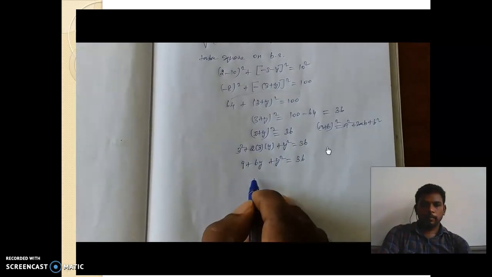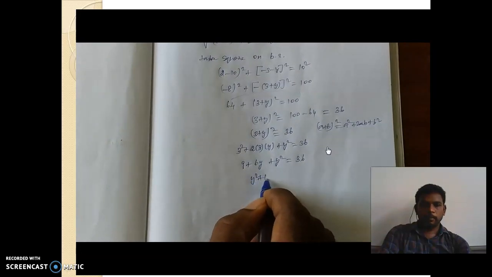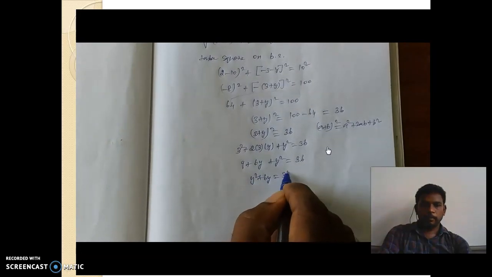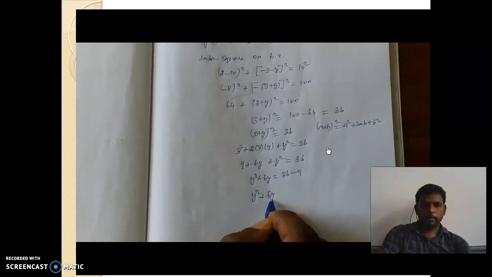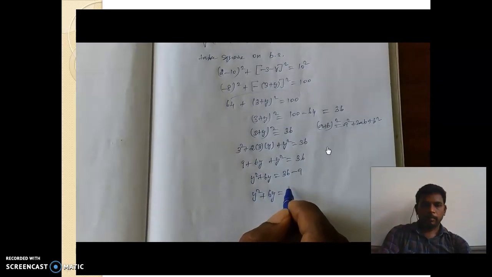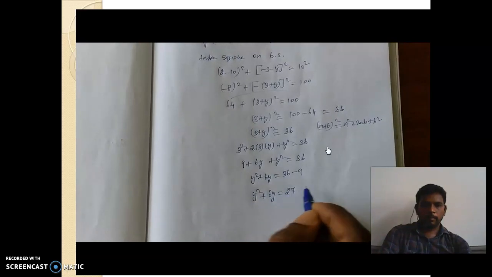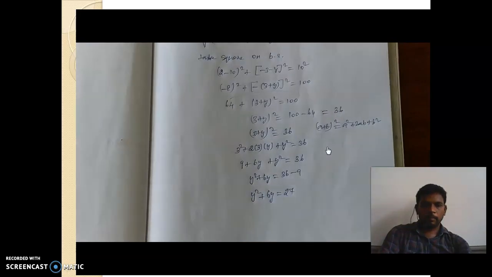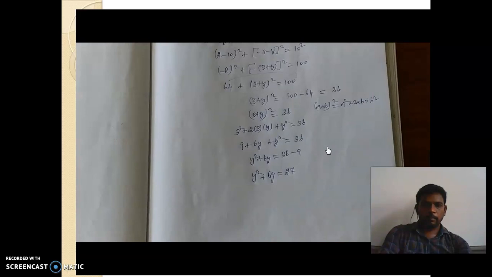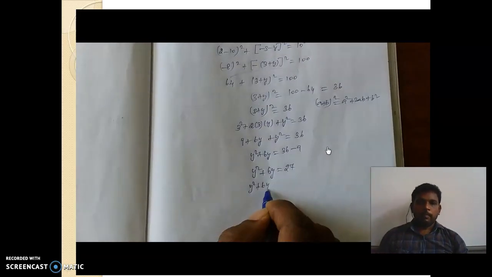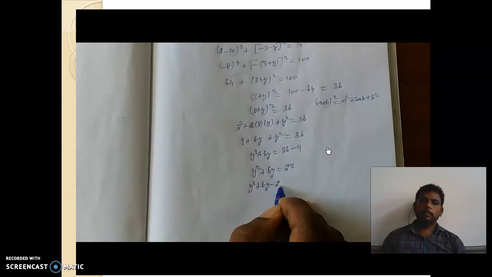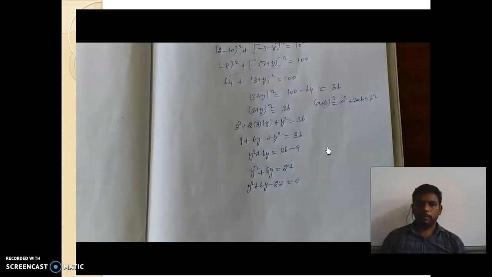So bring that 9 to that side. So y square plus 6y equal to 36 minus 9. So y square plus 6y equal to, how can you subtract here? So 27. So y square plus 6y minus 27 equal to 0. Now we are going to find out y only.